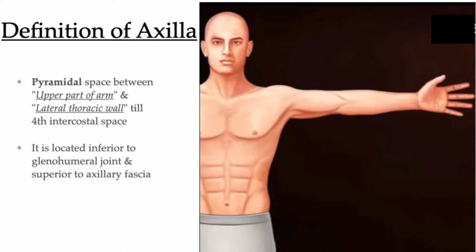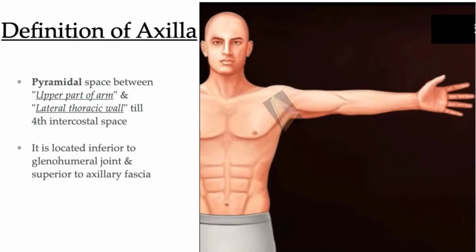What do we mean by saying axilla? In order to understand axilla, let us see the illustration present on the screen. Axilla is a pyramidal space which is bounded laterally by the medial side of upper part of the arm and medially by the upper thoracic wall having upper 4 ribs. So this represents the pyramidal space which is called axilla.